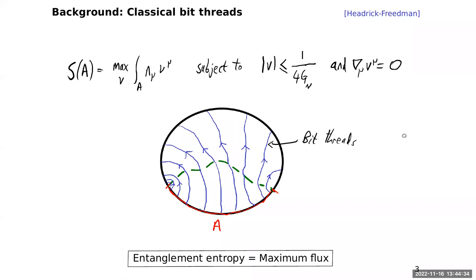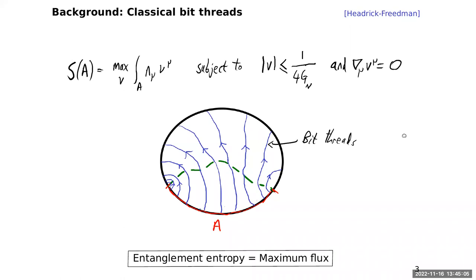Okay, let me address some points. The flux-maximizing flow from A into its complement A bar is highly non-unique. What's fixed is that the norm bound is saturated on this green dotted line, which is the RT surface, the Ryu-Takayanagi surface. But away from that, it's highly non-unique.